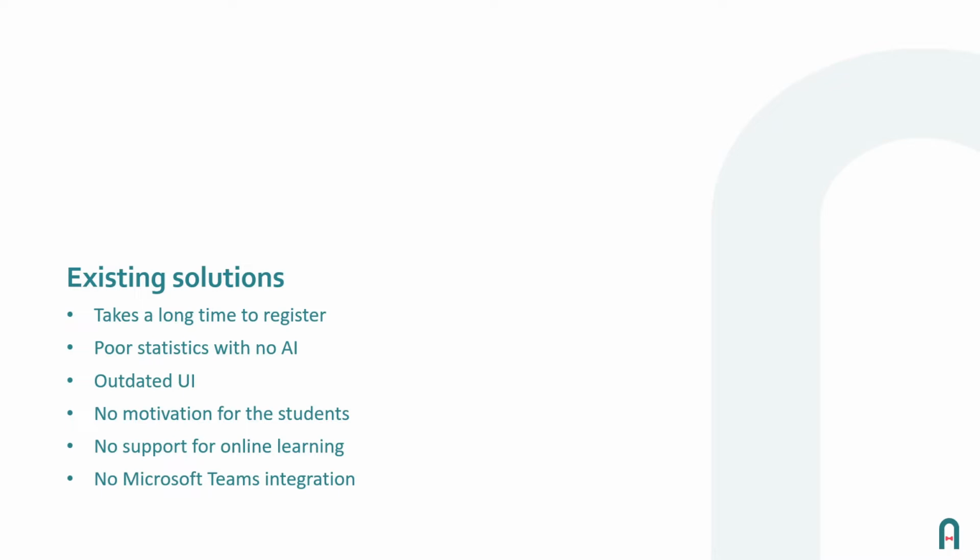Other attendance registration solutions are often just a digital version of the old piece of paper with checkboxes on it. It's slow to use, so registration takes a long time. This means that registration eats away at precious class time. The statistics are often poor and do not automatically show you students you should be aware of. The interfaces are dated and many do not have an app. No attendance registration solutions provide any motivations for the students to attend. And during COVID, attendance registration was extra troublesome as it had to be done manually.